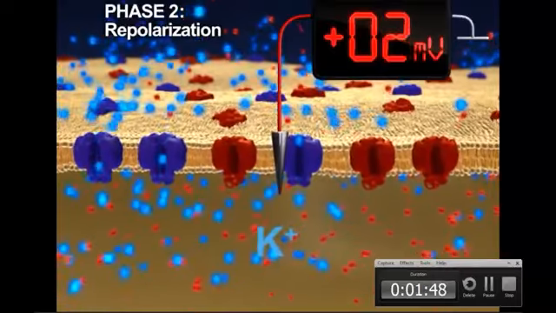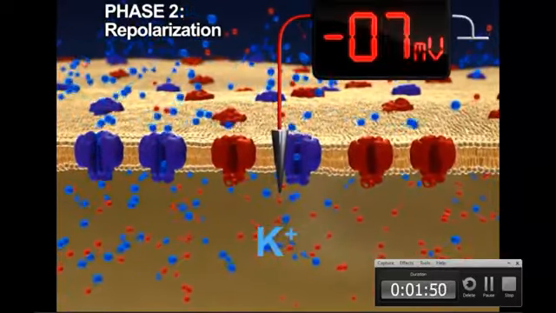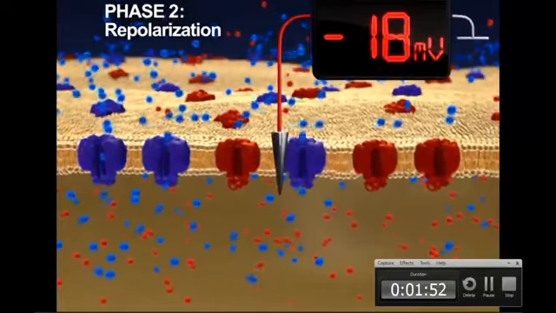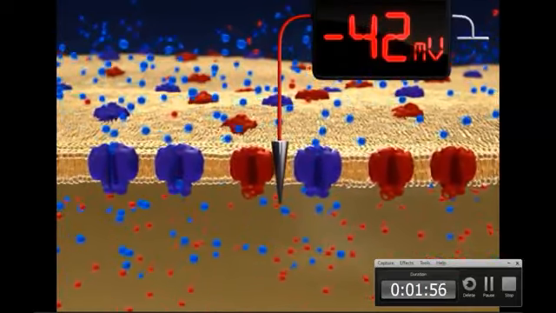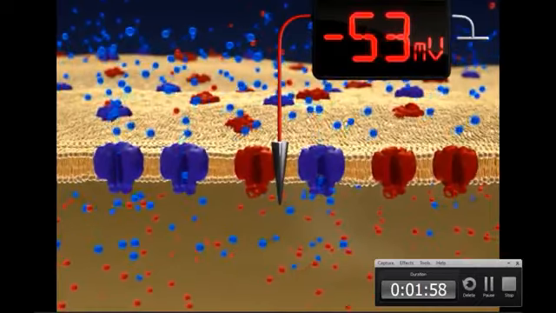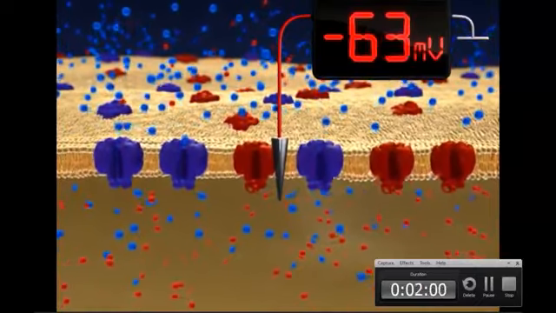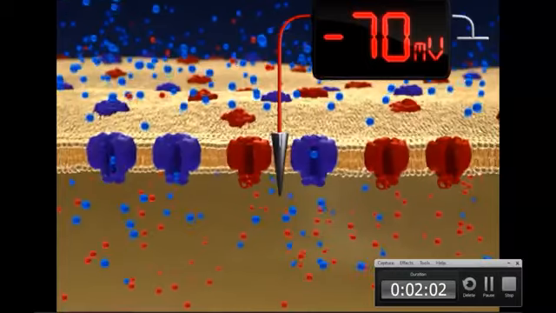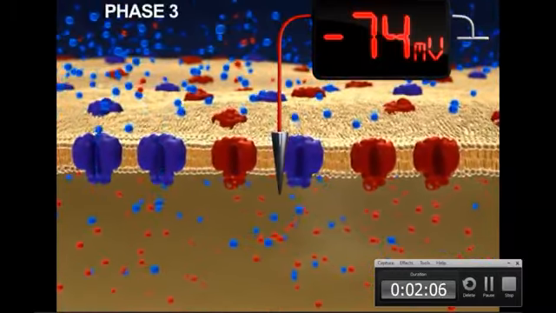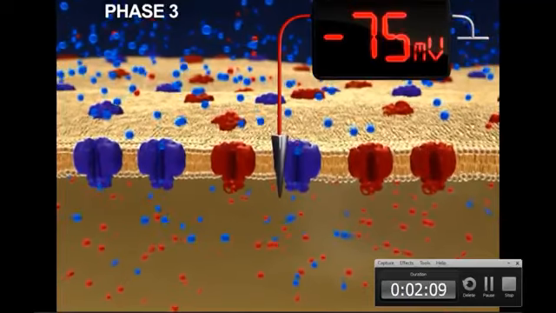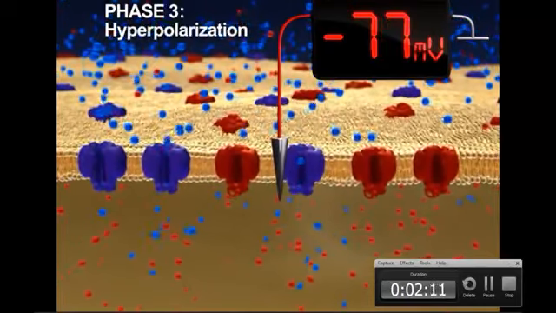As potassium ions diffuse out of the axon, the membrane potential becomes negative again. However, the membrane potential continues in the negative direction, going beyond the resting state of minus 70 millivolts. This marks the beginning of phase 3 of the action potential, known as hyperpolarization.